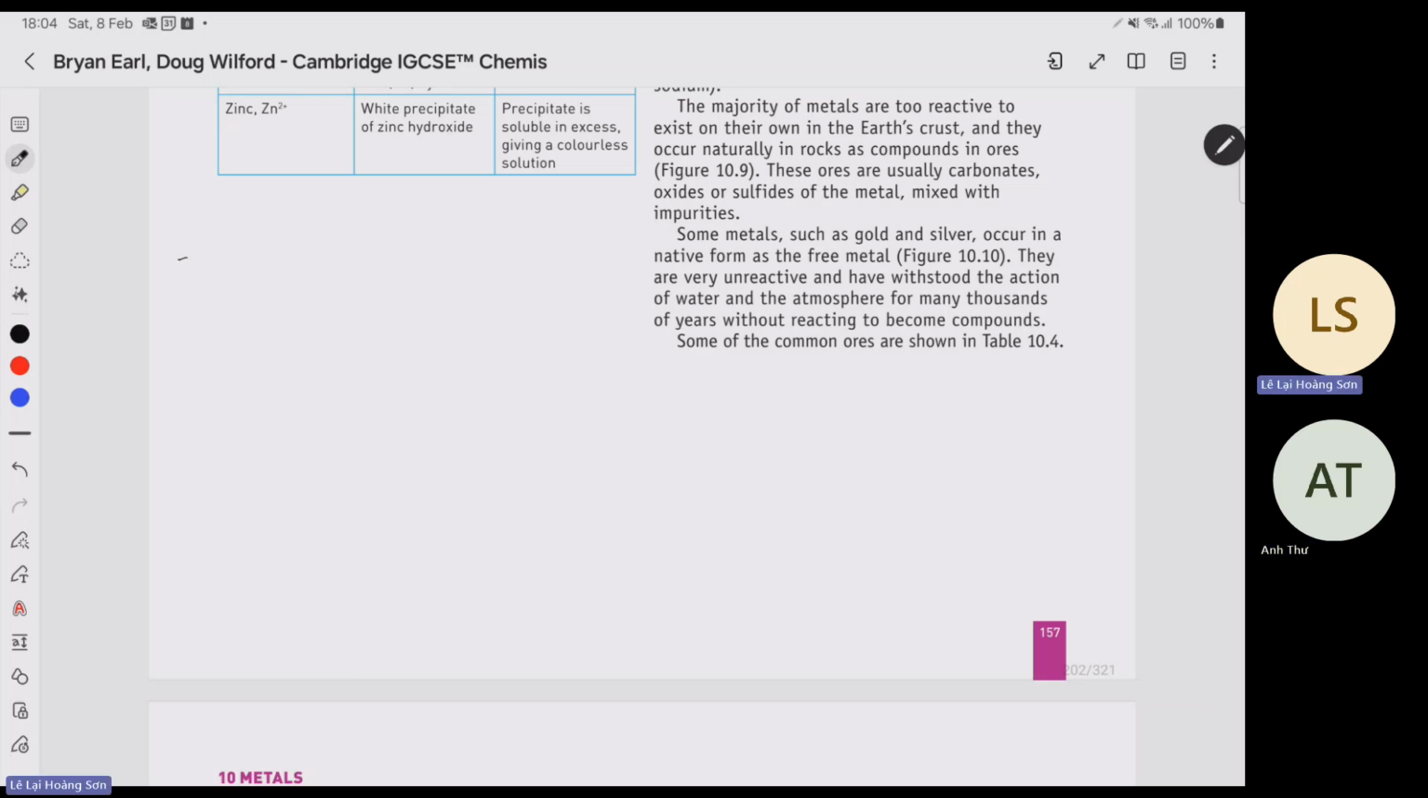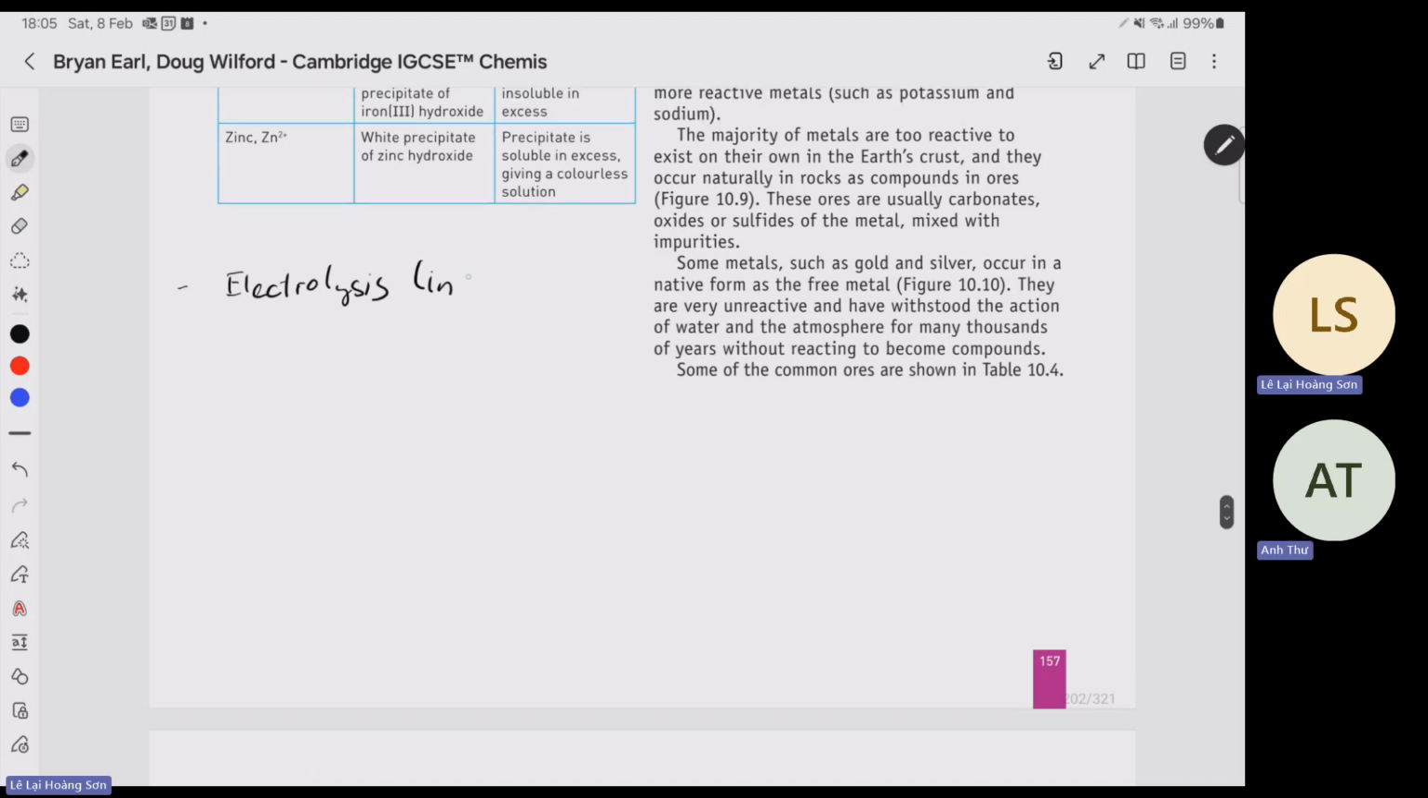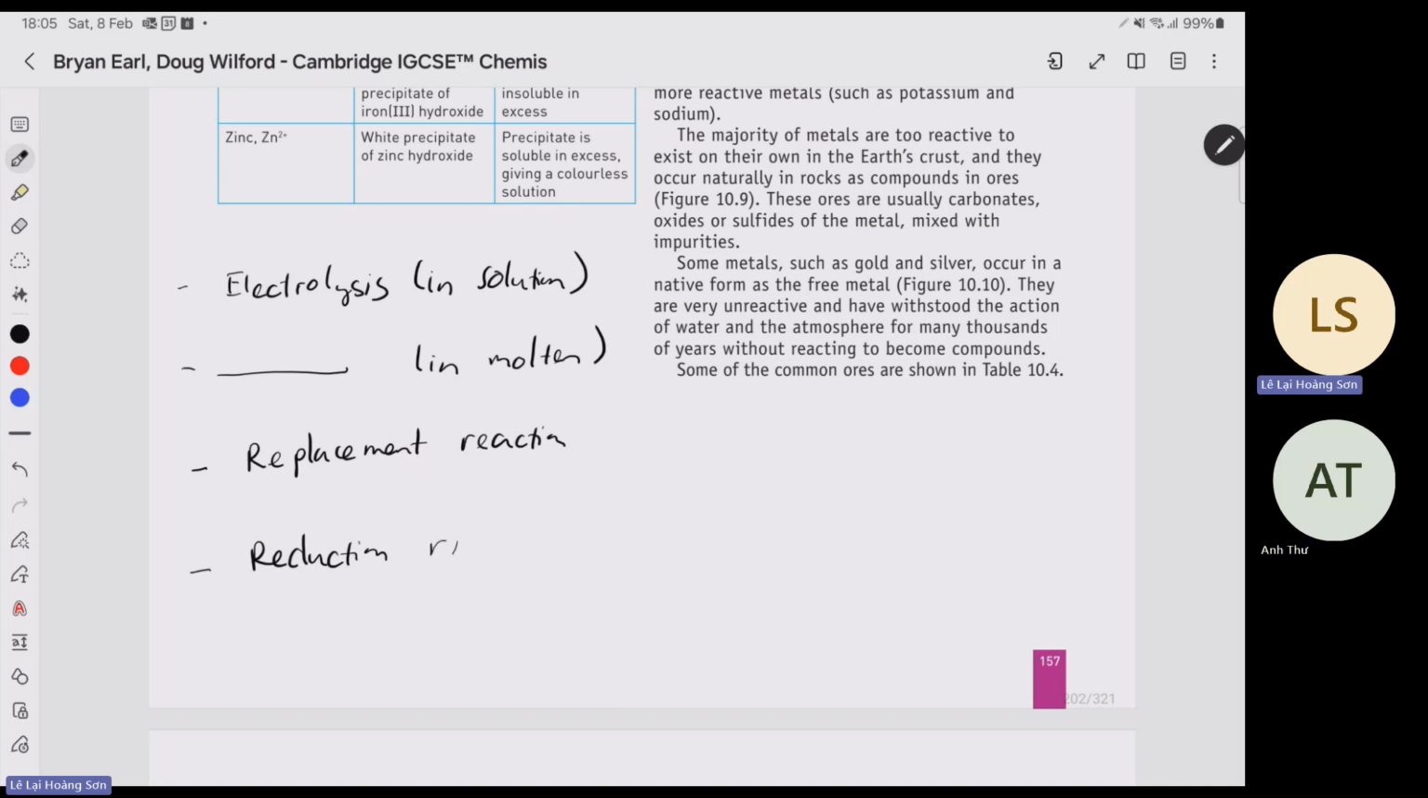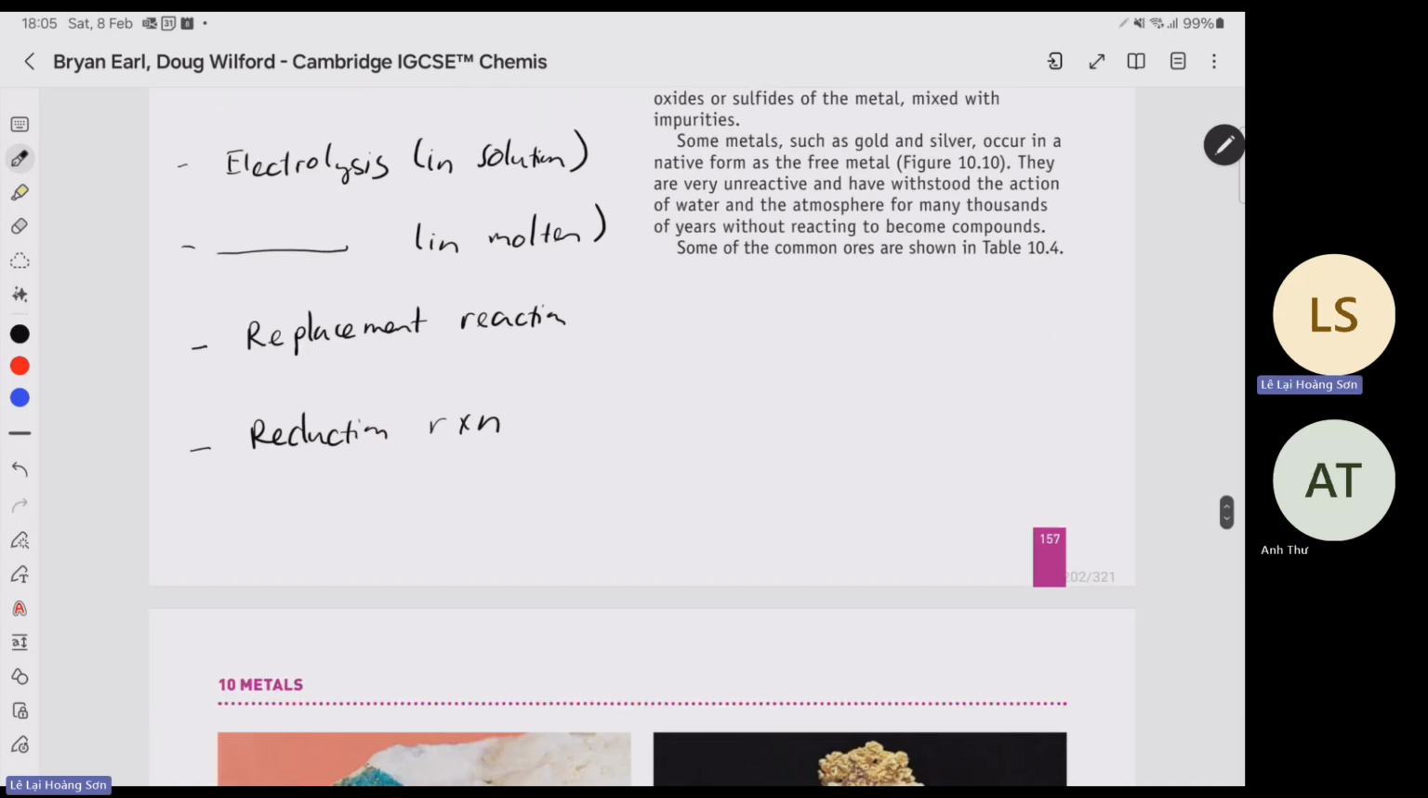Electrolysis. There are two ways for electrolysis. We have electrolysis in the solution and electrolysis in the molten state. Or what else? Displacement reaction and reducing agent. The replacement reaction, yes, and the last one is the reduction reaction. Okay, all right, good. So these are the four methods that we usually use to extract the metals.